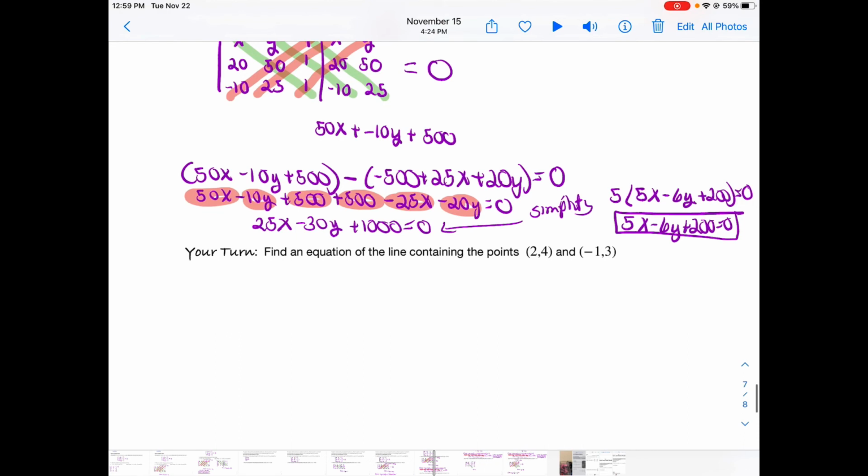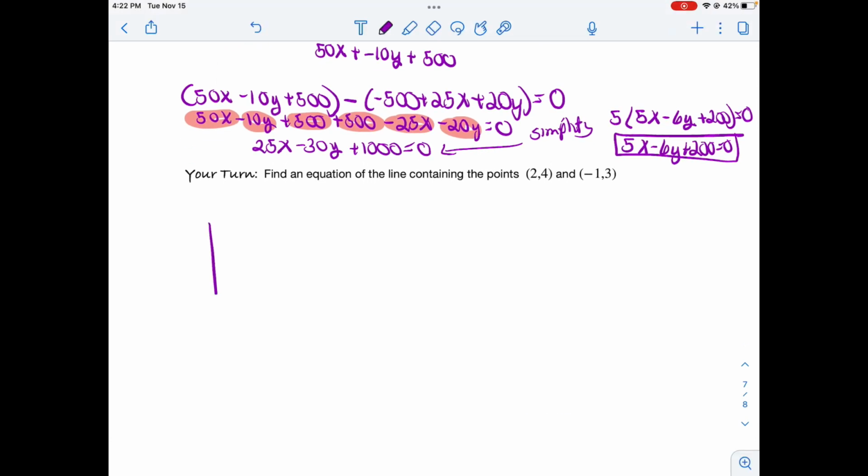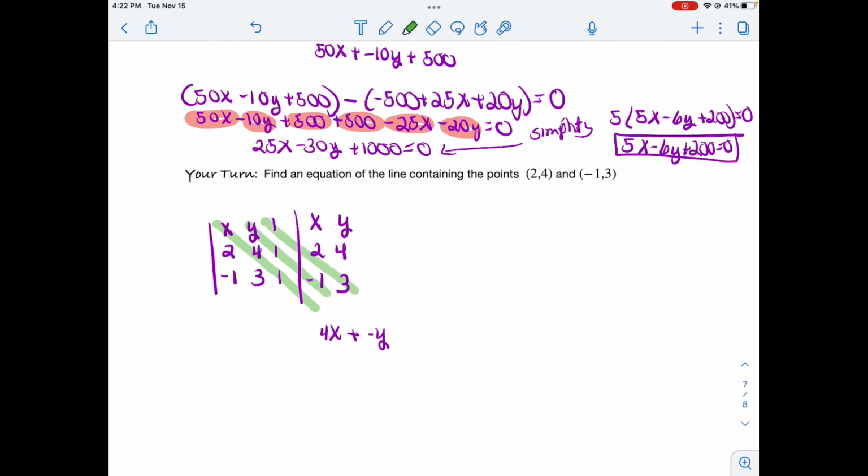Now it's your turn. I want you to find the equation of the line containing the points 2, 4 and negative 1, 3. Okay, we would start by setting up our determinant. So we have x, y, the point 2, 4, and the point negative 1, 3, with placeholders of 1. And then again, to find this determinant, copy down my first two columns. And then I'm going to find the product of the diagonals down, which would be 4x, plus the product of the next diagonal down, which would be negative y, plus the product of the last diagonal down, which would be 6.